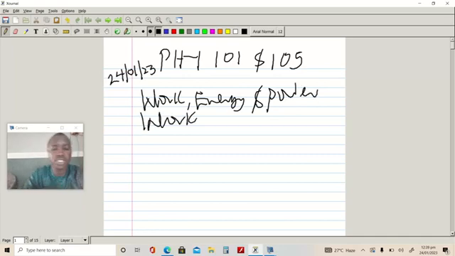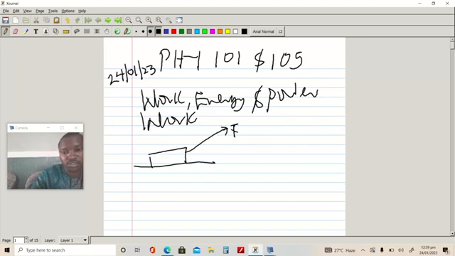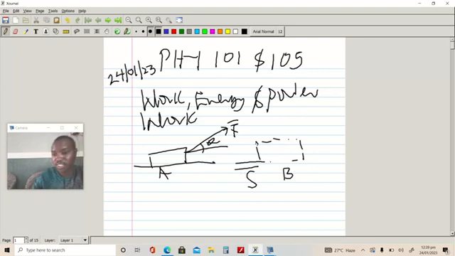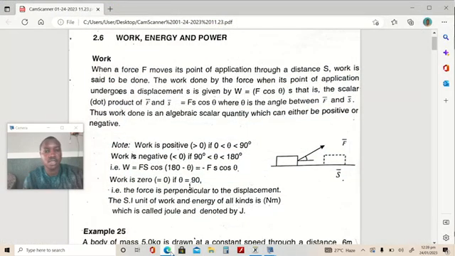When you want to move a body, if this is a body, you want to move it with a force, then this is an angle through a distance, this is point A to point B. You want to move the body here, then this is the distance, the displacement the body will cover. So when a force F moves its point of application through a distance x, work is said to be done.